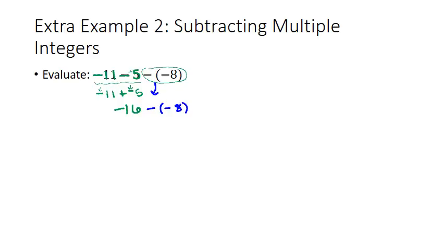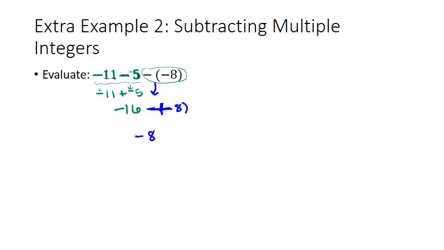So again, we have negative 16 minus a negative number. Well, minus a negative number is actually going to be the same as adding a positive number. Make that a giant plus sign. So we can say negative 16 plus 8. When we look at this, negative 16 is going to become less negative when we add a positive to it, so it's actually going to become smaller. So negative 16 plus 8 is going to become negative 8.